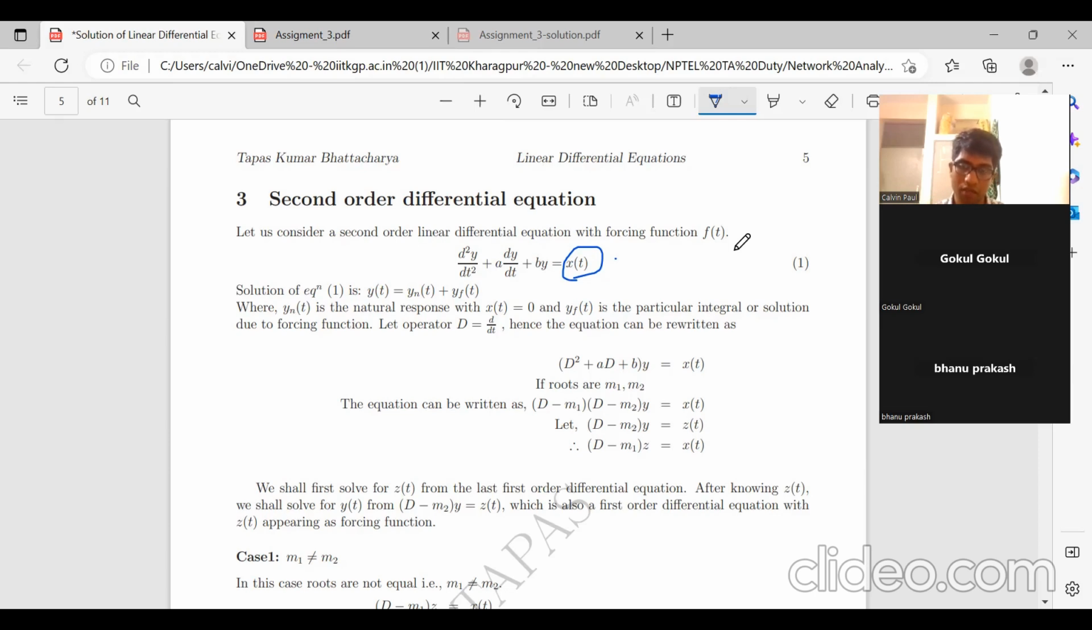Similarly, yf of t is the response due to the forcing function, known as the particular integral or solution due to the forcing function. Then there's an operator d, which basically does differentiation with respect to time. So they write this equation as d square plus a d plus b into y is equal to x of t.